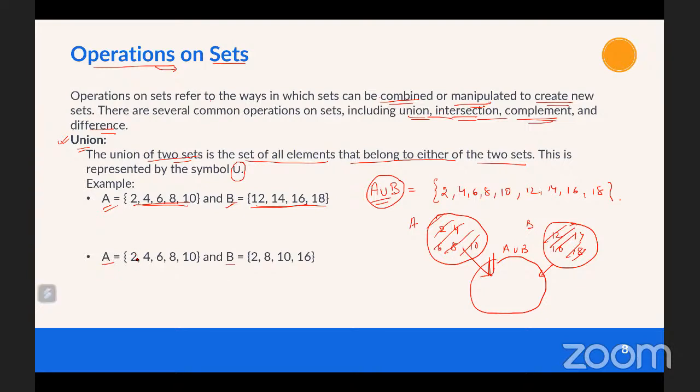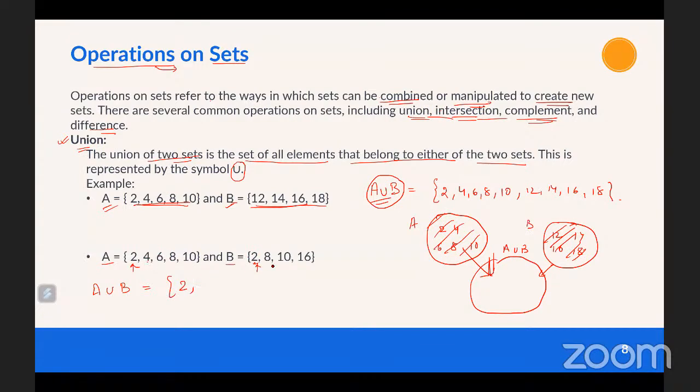Okay. Now suppose we have this example, set A and set B, but here you have to see that the elements which are present in A are also present in B. Like 2 is an element of A as well as an element of B. So when we find the set A union B, then this 2 will not be repeated. It will be just one element, 2.